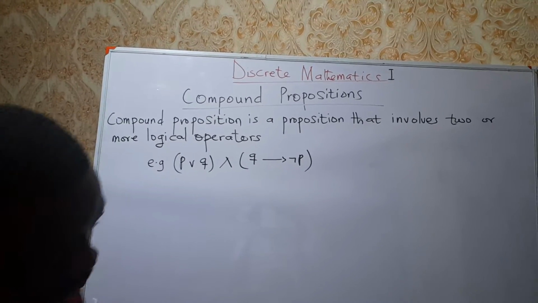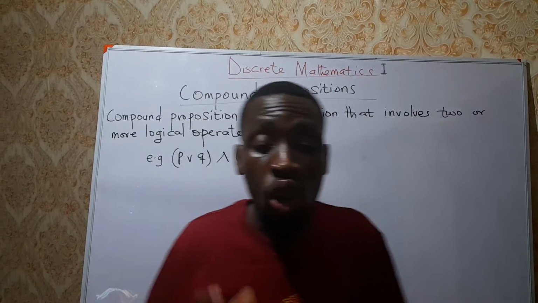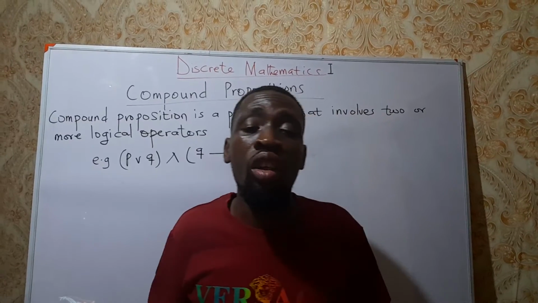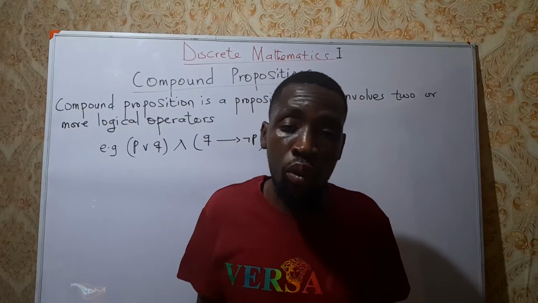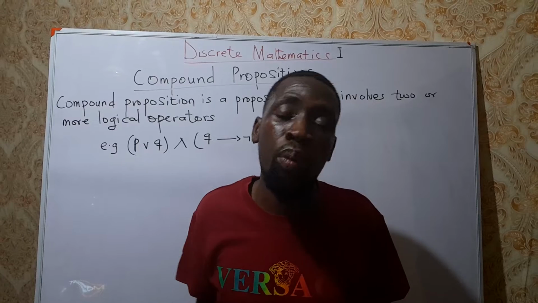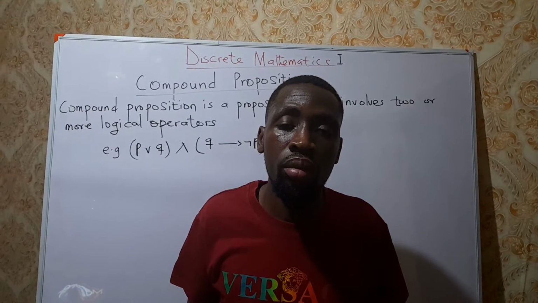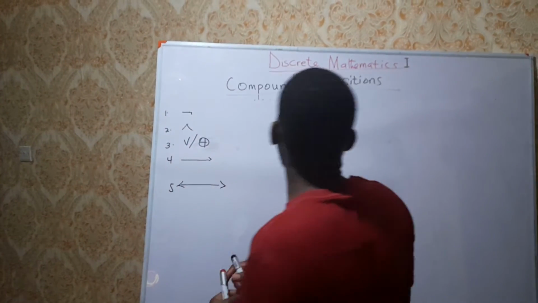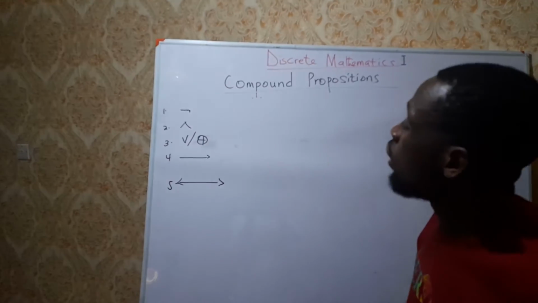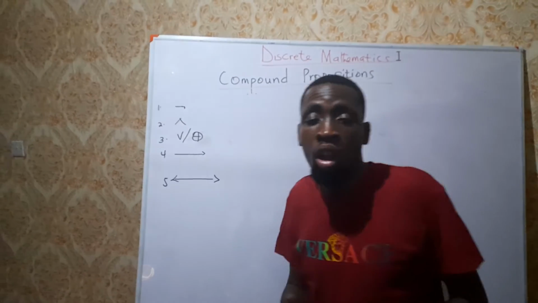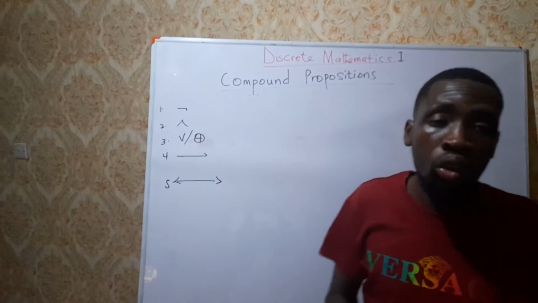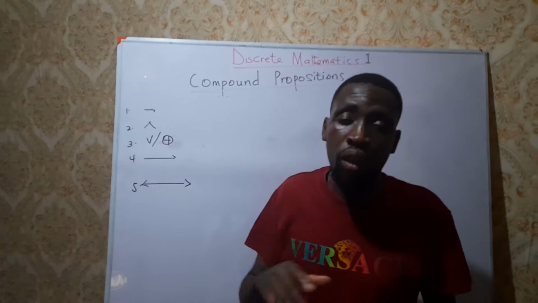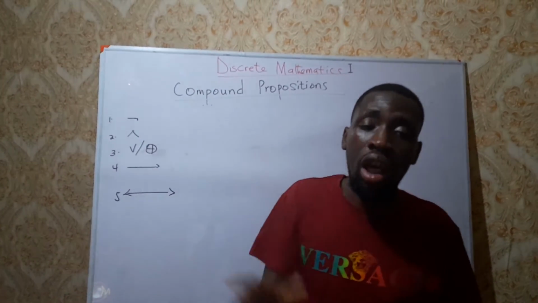Now, when you have a compound proposition, there is a need to construct a truth table for it. So the next thing is that we'll learn how to construct a truth table for a compound proposition. But before we do, let's revise our knowledge on how to identify the truth value of a logical operator.